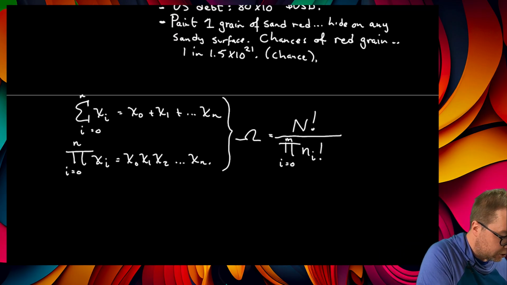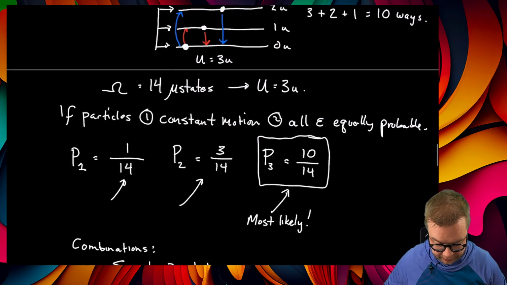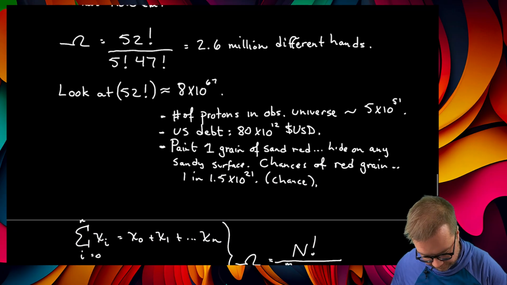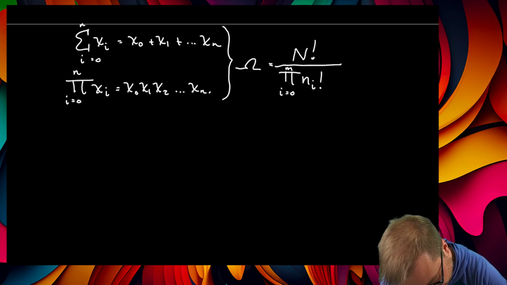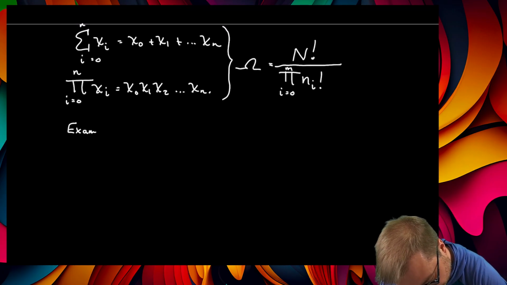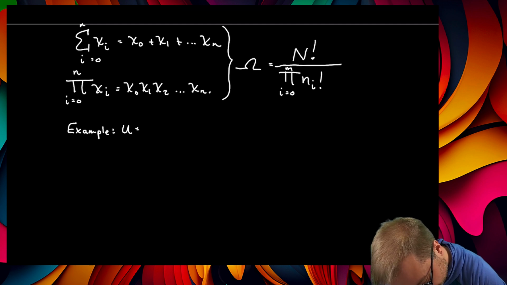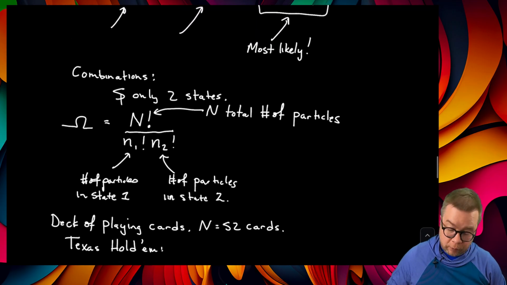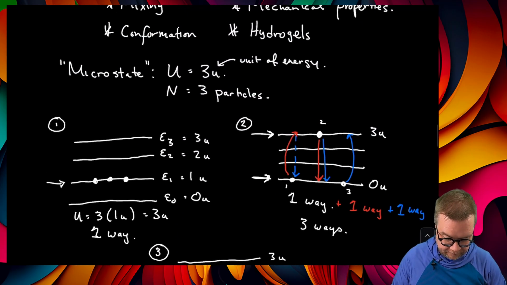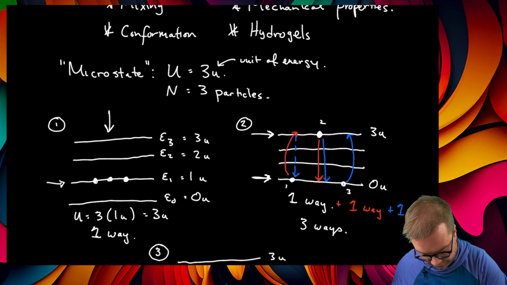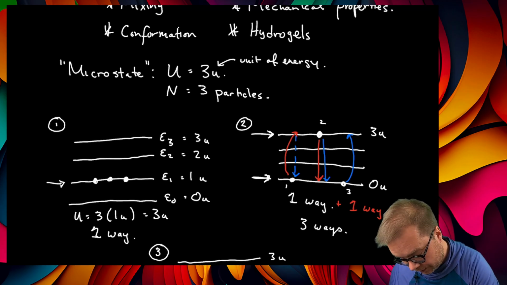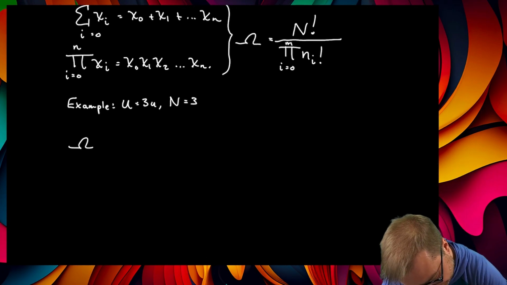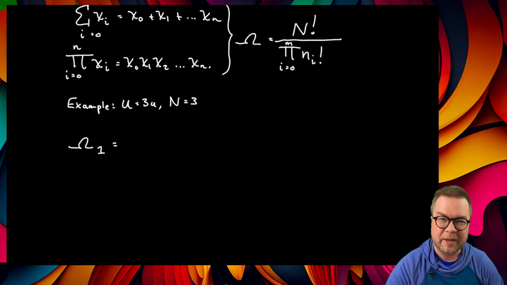So let's make this real. Let's go back to this example right here where we were putting these particles in different ways. So my example where u was equal to 3u and n was equal to 3, how many ways are there that I can put the particles in the configuration right here, where they're all in the same energy level? How many ways can I do that? Well, I've got the number of microstates associated with that arrangement.